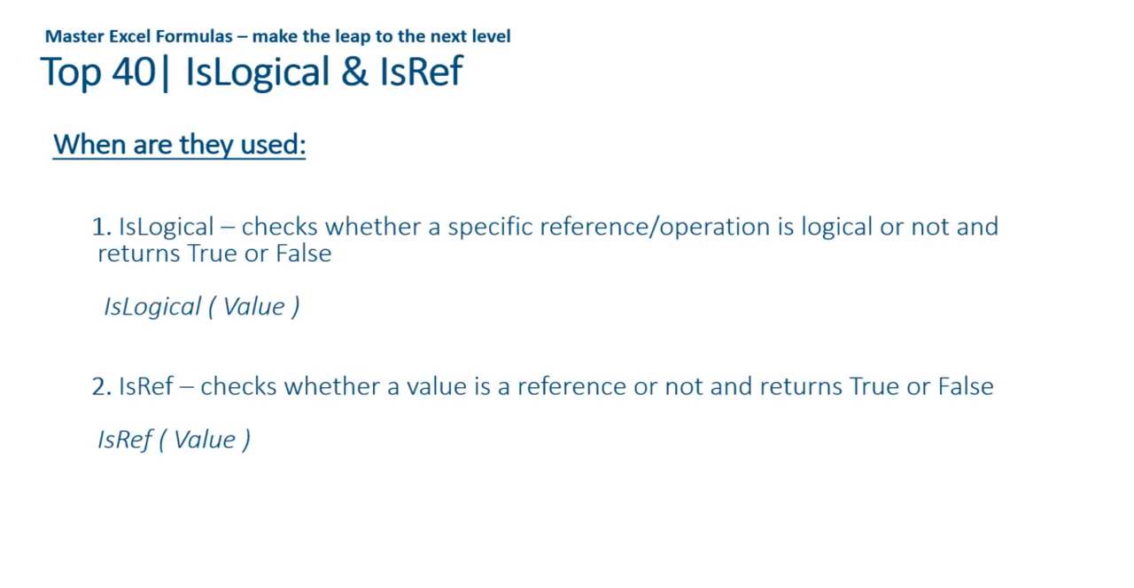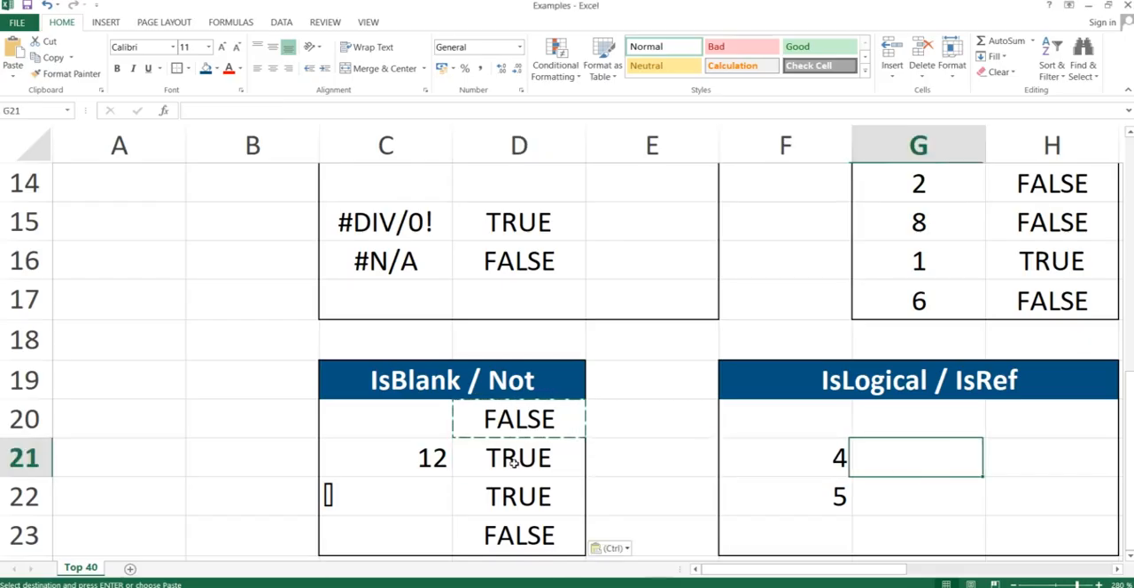Back to the presentation. The next two formulas are is logical and is ref. Is logical is a formula that purely checks whether there is a logical operation within the brackets. It returns true if there is, false if there isn't. The is ref formula checks whether a value is a reference or not, and returns true if it is, false if it's not. The examples here again.